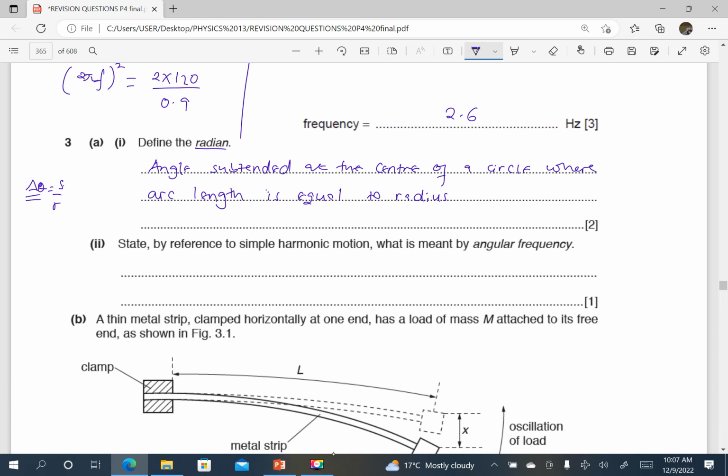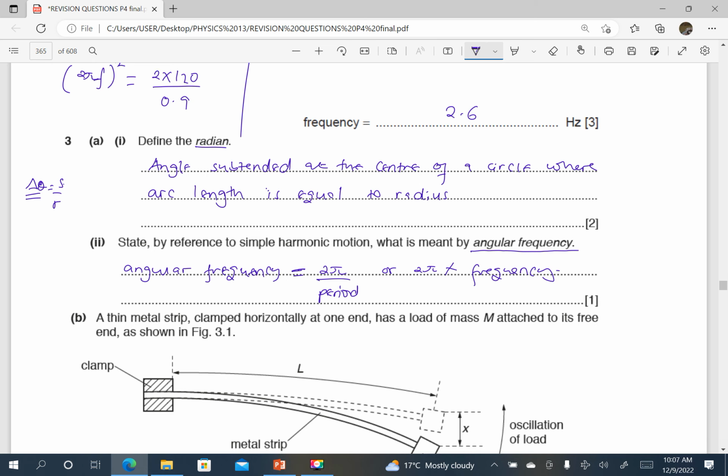State by reference to simple harmonic motion what is meant by angular frequency. Angular frequency omega is simply defined by 2 pi over the period, according to simple harmonic motion, or it is 2 pi times frequency. As simple as that. Angular frequency is 2 pi times the frequency. Remember, angular frequency is omega. So that is the simple meaning of angular frequency.